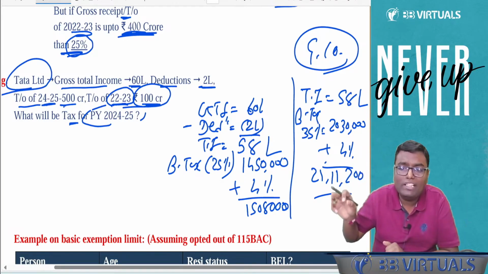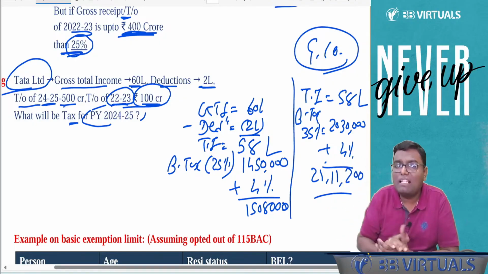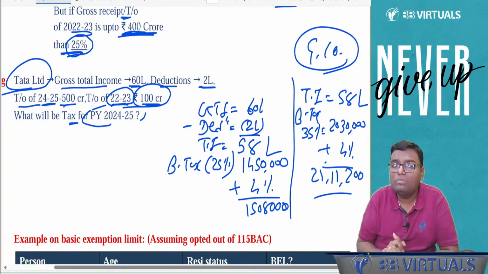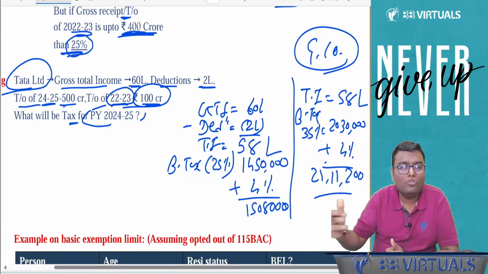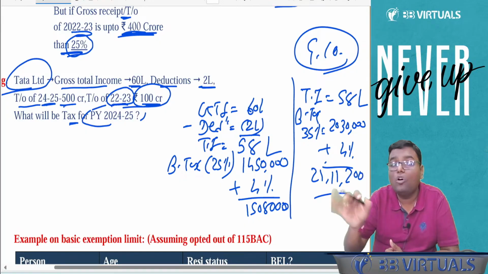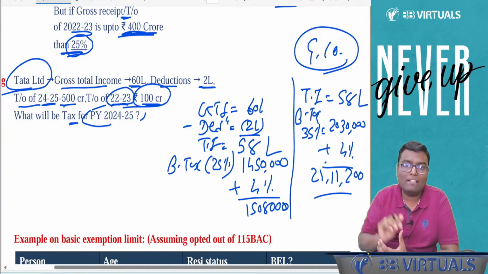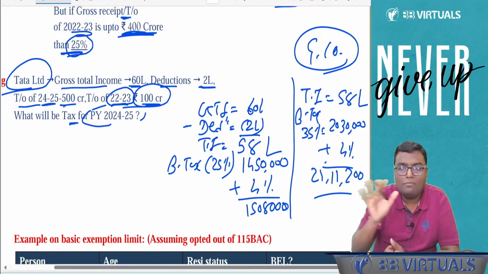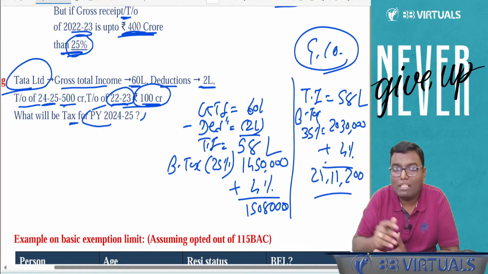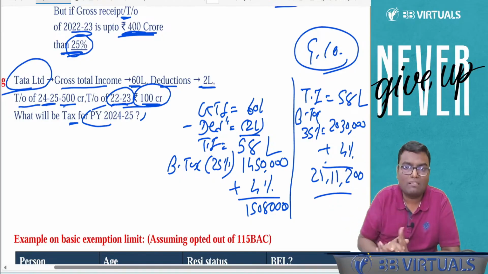Now, if I'm going into the old regime, three columns are there. First column covers whom? Resident individual below 60, plus HUF, AOP, BOI, AJP, plus all non-resident individuals. Can I say up to 2,50,000 there is no tax? 2.5 lakh to 5 lakh 5%, 5 lakh to 10 lakh 20%, above 10 lakh 30%.